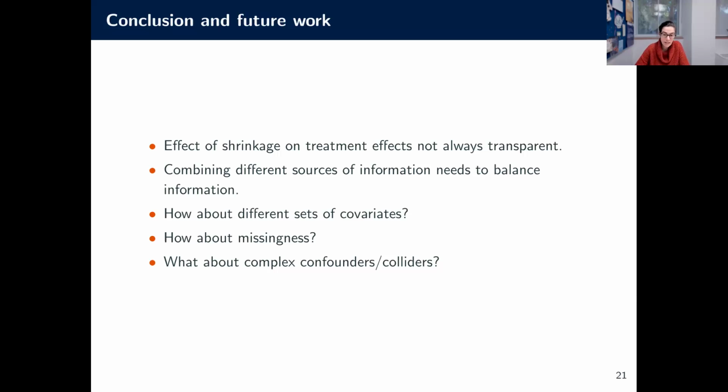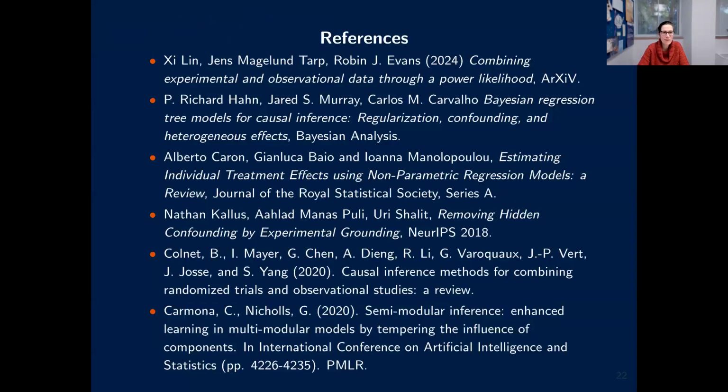And there's a lot more that needs to be done here because, for example, what if we had two data sets that didn't have all the same covariates or had missingness or had complex confounders? But that's in another PhD, I think. I'm going to stop here and have some reference.